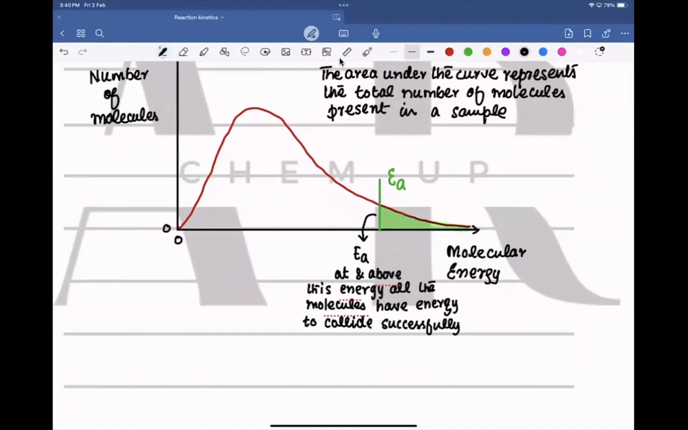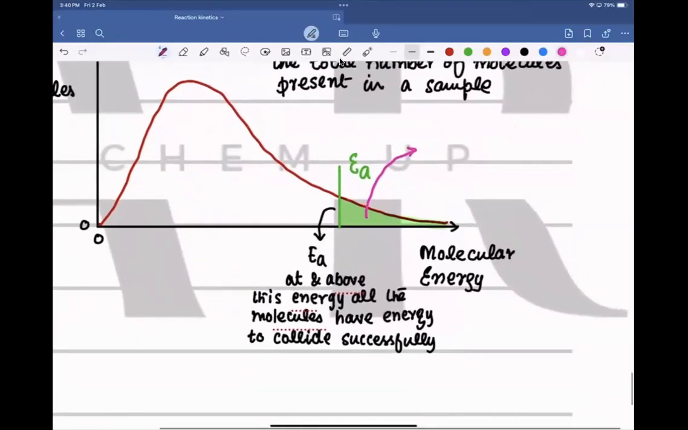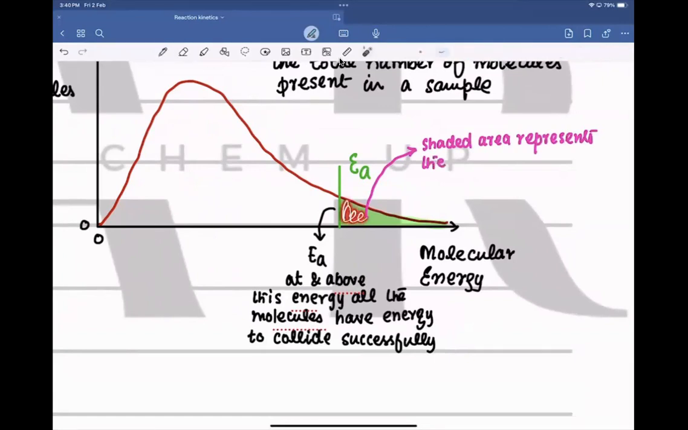And if we look at this whole shaded region, this shaded area represents the proportion. See, this is the only proportion out of this whole proportion which can collide successfully. Is this understandable to all of you? Yes, sir.